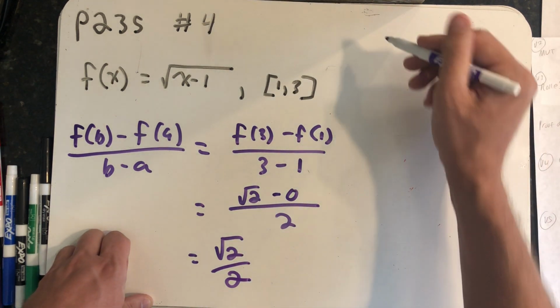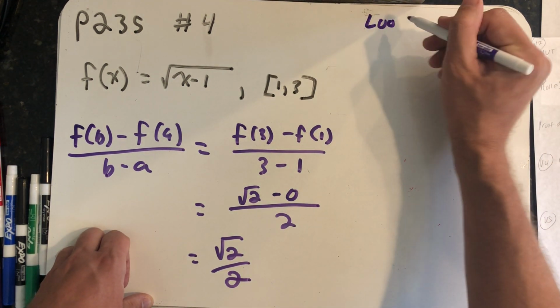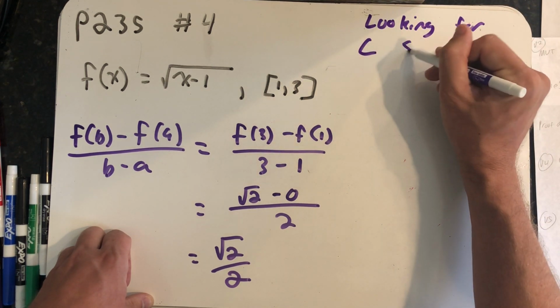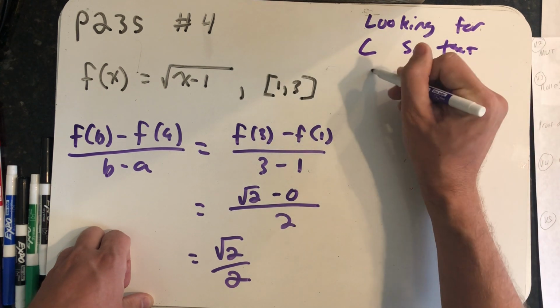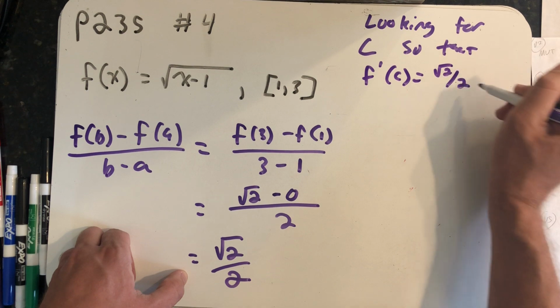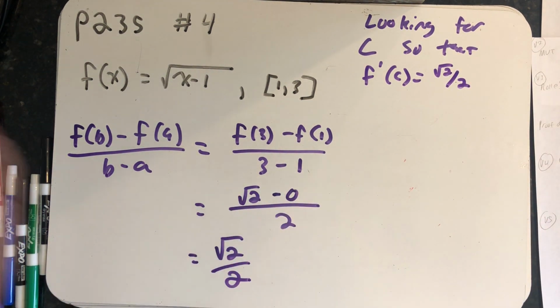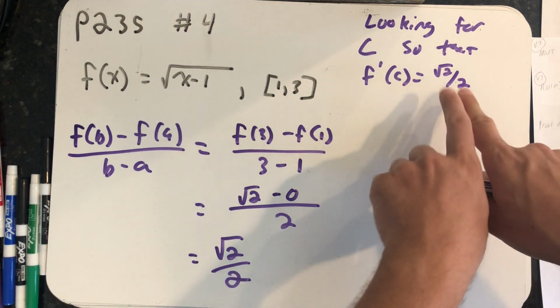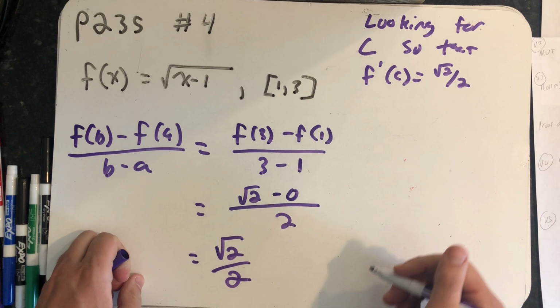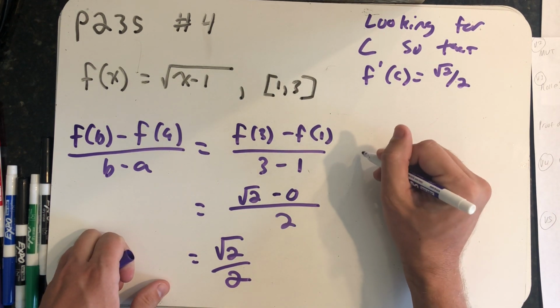Now, what I'm looking for is a value c so that f prime of c is that number, root 2 over 2. So I need to solve an equation. I need to take the derivative and see if I can find where that x value is that gives me this slope. So what I'm really doing is looking for a value of c where I have a particular slope. So let's take a derivative and then see if we can find that value c.